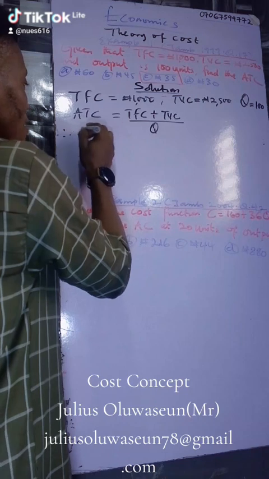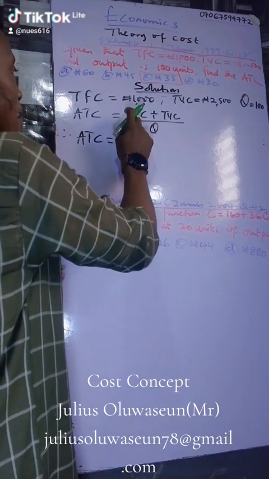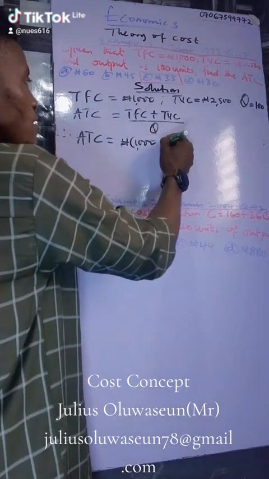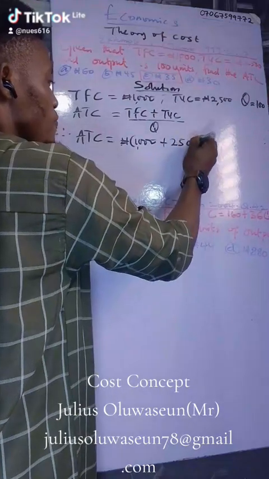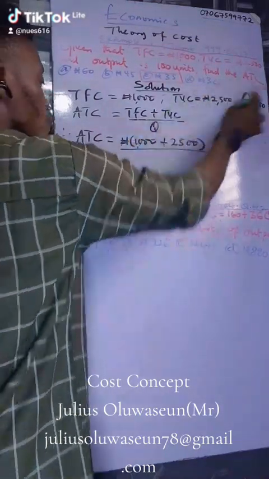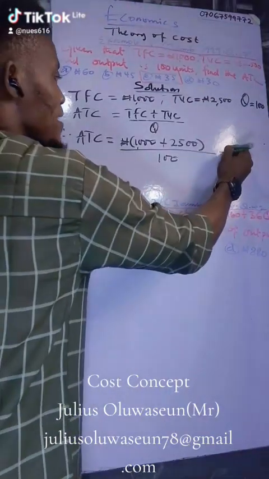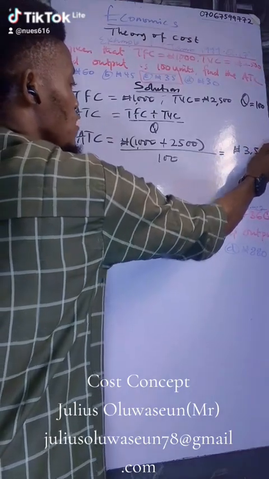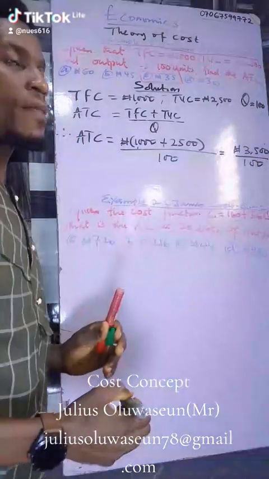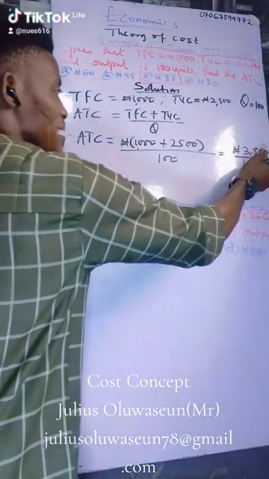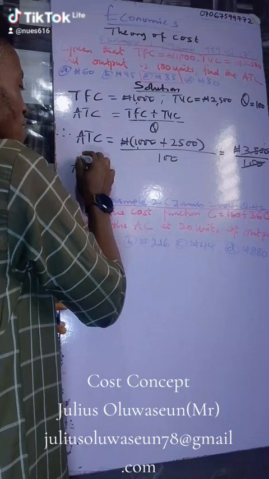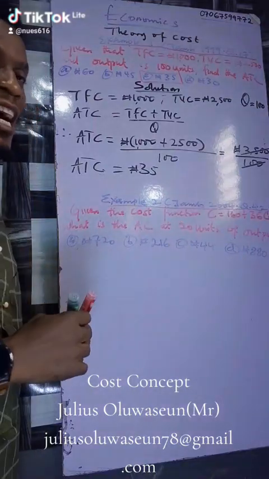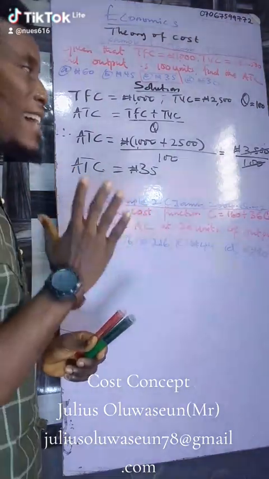So our average total cost is equal to the total fixed cost, 1,000 naira, plus the total variable cost, 2,500 naira, all over Q, which is 100. From this end, 1,000 naira plus 2,500 gives us 3,500, all over 100. By the time you go by your calculation, we end up having our average total cost to be 35 naira. So this is our concise answer, 35 naira. That is the answer.